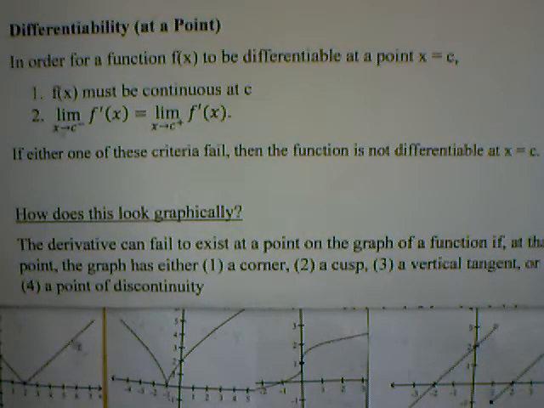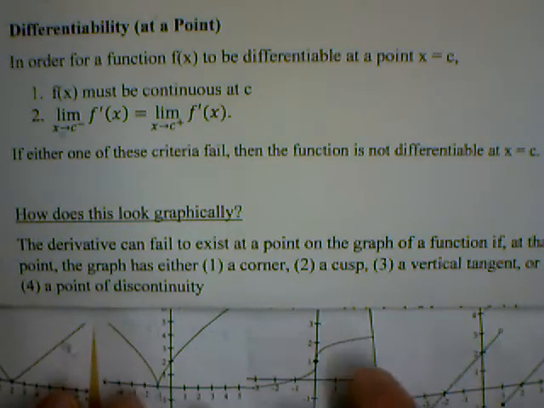This is the first video on differentiability at a point. In order for f of x to be differentiable at x equals c, one, f of x must be continuous at c, and the left-hand and right-hand derivatives must also be equal. If either one of these criteria fail, then the function is not differentiable at c. So, how does this look graphically?